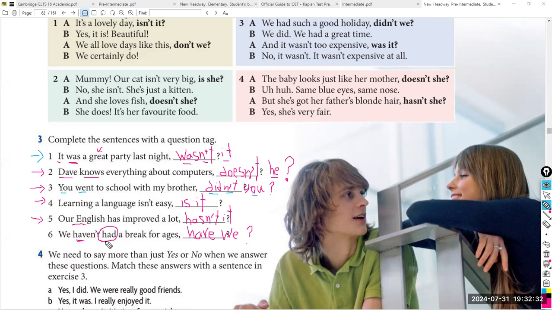Okay, it's so important. Exactly. It's really important for speaking. For the student. Exactly.